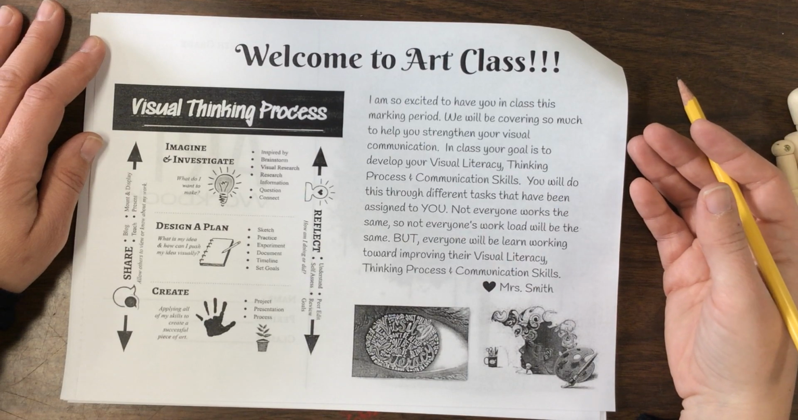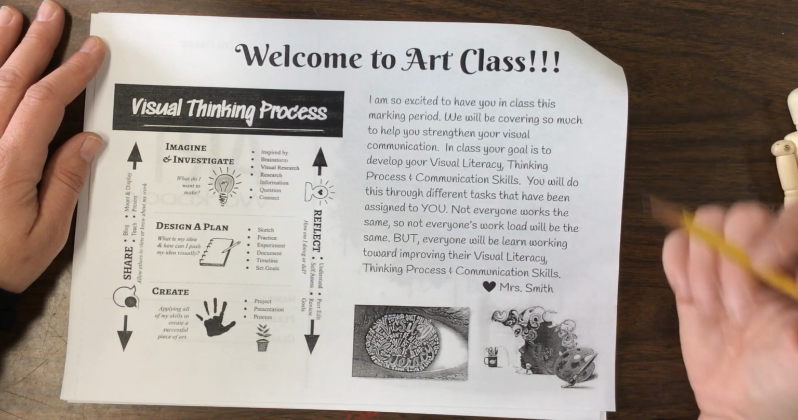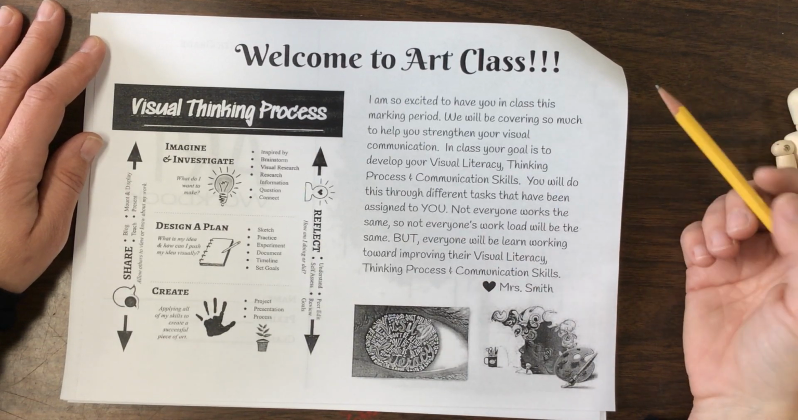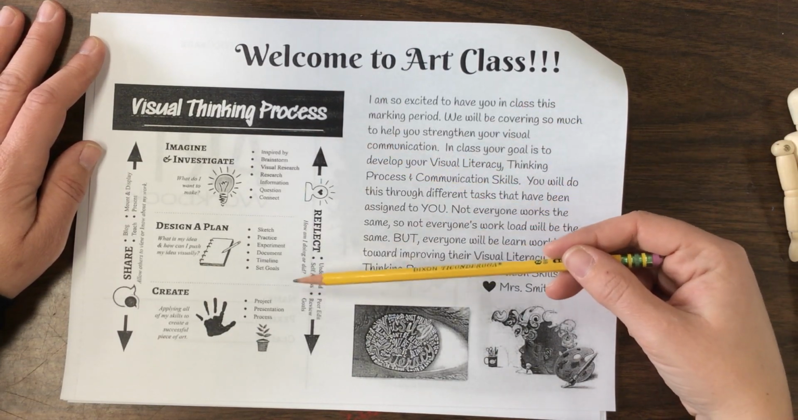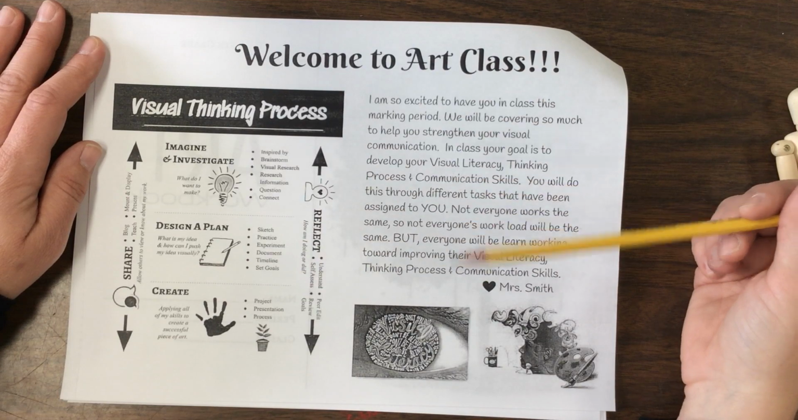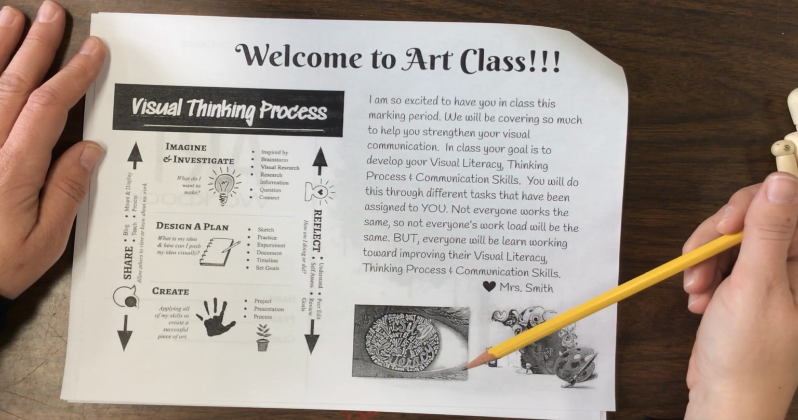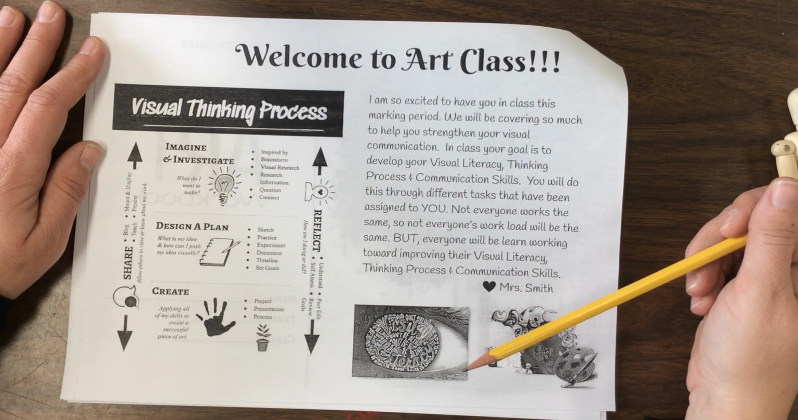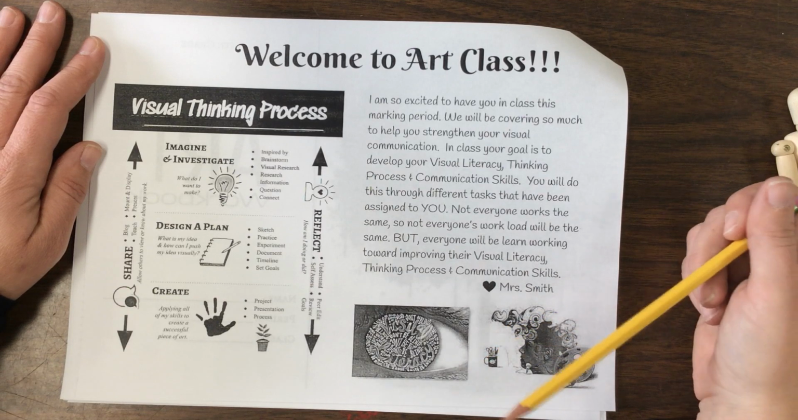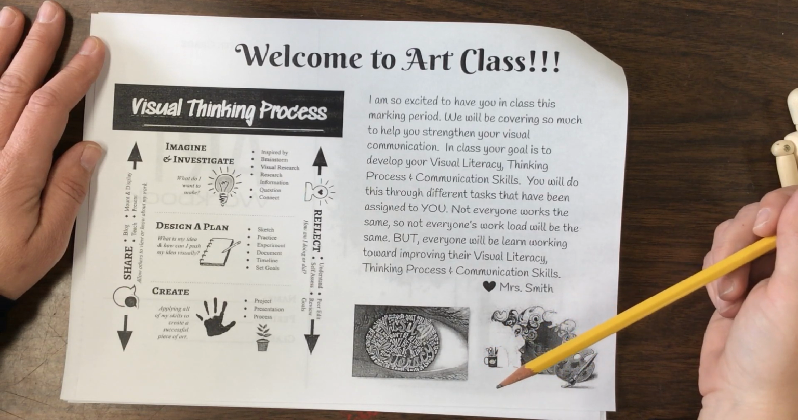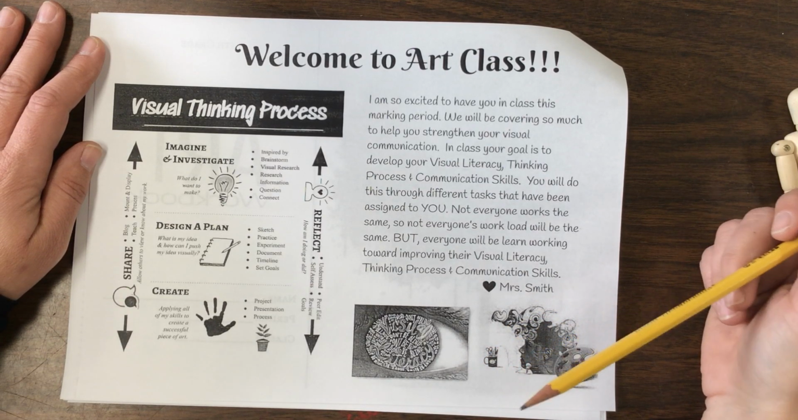Alright? This workbook helps you to become better visual communicators, okay? So the process that we're going to be going through is the visual thinking process, okay? We're also going to be working on our visual literacy, so being able to read a piece of artwork and be able to write about it. Sometimes it might be just learning the techniques, learning the vocab, learning how to ask different questions.